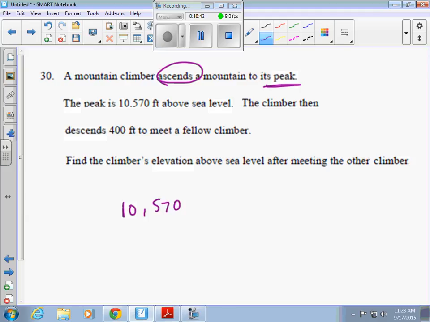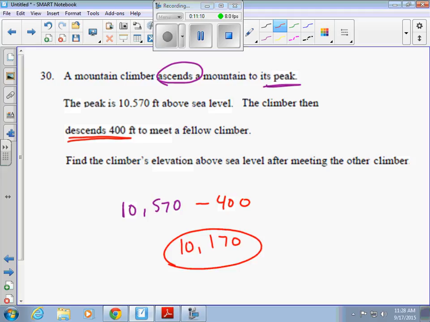10,570 feet. It says the climber then descends 400 feet. If ascends meant going up, descends means going down. So minus 400 feet to meet a fellow climber. Find his elevation above sea level. Well, we know it's 10,570 feet above sea level, so simply subtract those. He met the other climber at 10,170 feet above sea level.